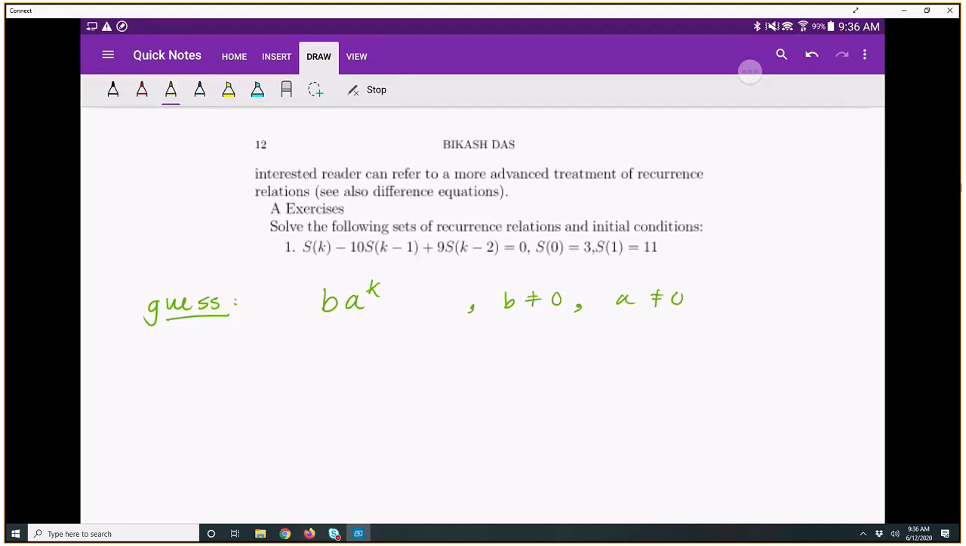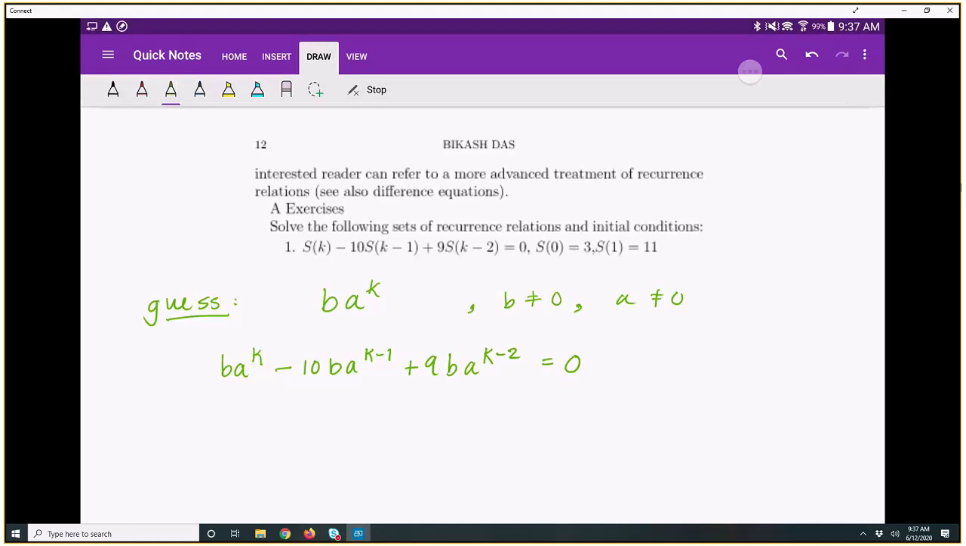And so we plug this into our relation. I'm going to replace s of k by b times a to the power k. Then minus 10 s of k minus 1 will be minus 10 b times a to the power k minus 1. And plus 9 s of k minus 2 is plus 9 b times a to the power k minus 2, equal to 0. So I've just substituted my guess into the relation.